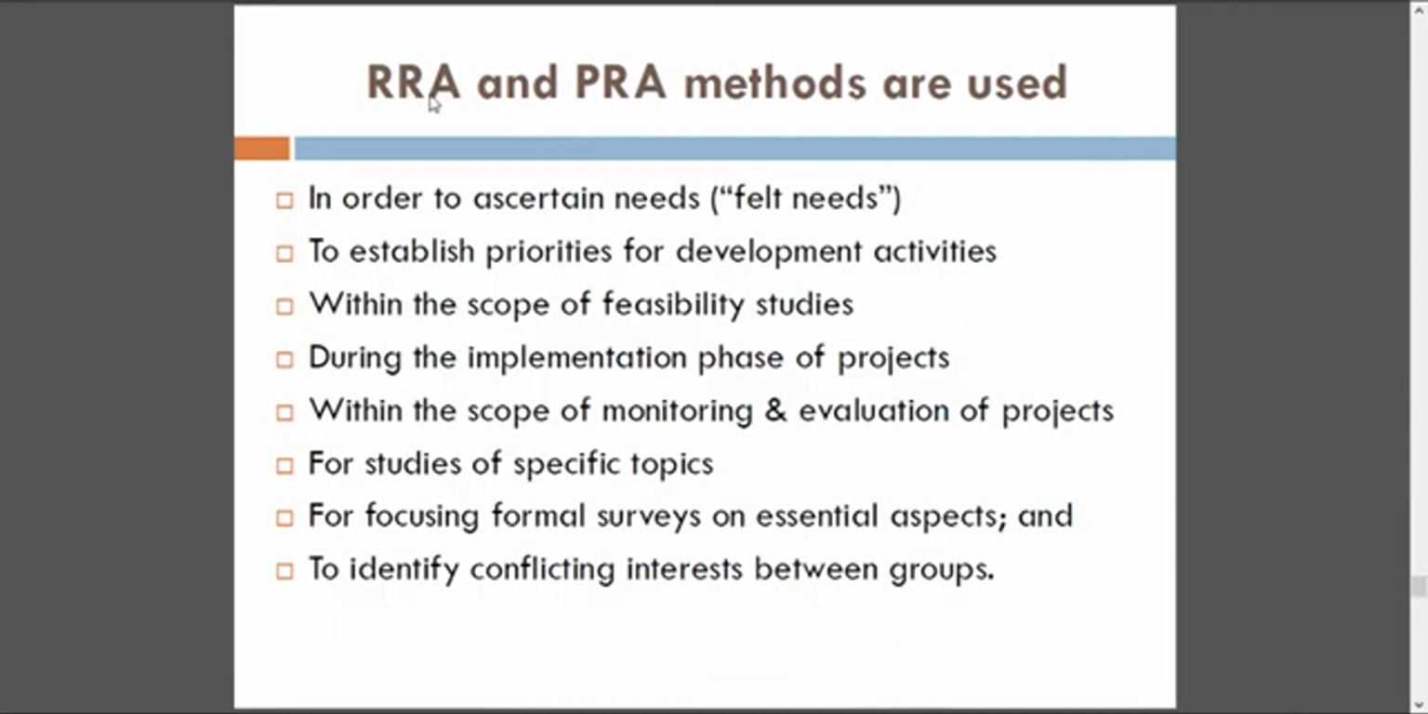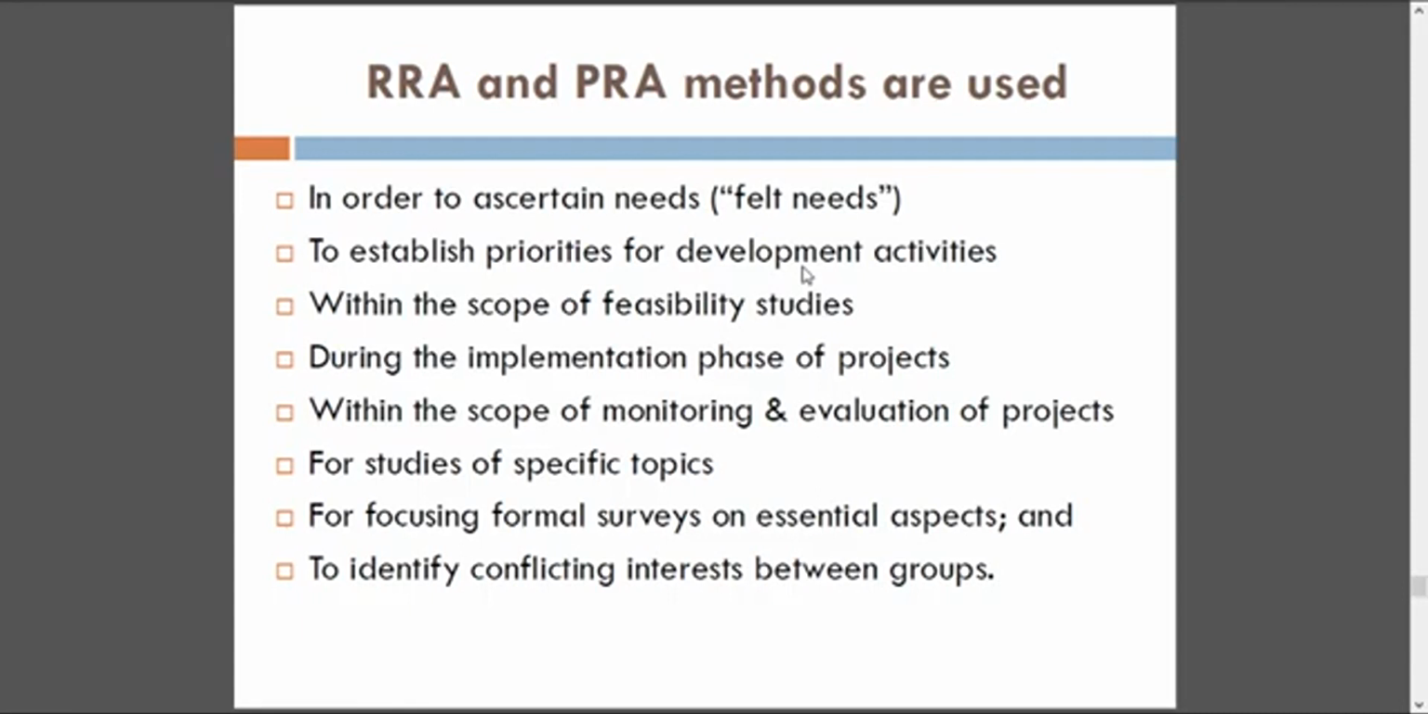then we look at the rural rapid appraisal and participatory rural appraisal methods uses. So we want to see what we use these methods for. Although now we commonly use the participatory rural appraisal, but the uses are the same. Okay, so we use them to ascertain needs or felt needs in the community. We use them to establish priorities in development activities. So we want to see which one is of a higher priority.